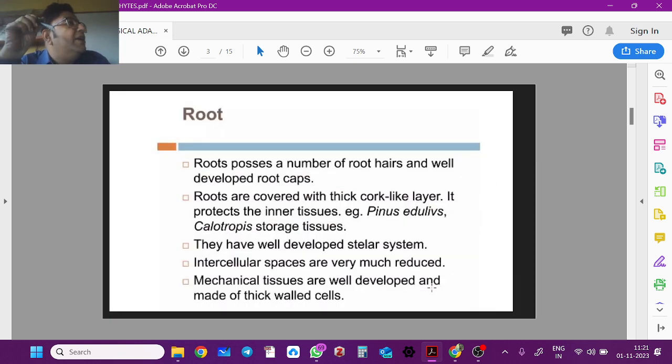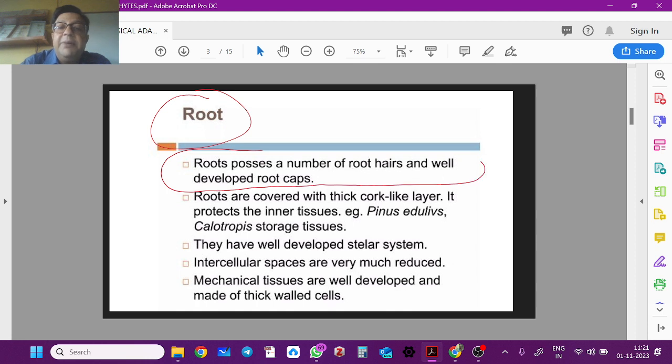So first, let's look at the adaptation which happens in roots. We will go through this, then I will show you. I will send some pictures of some xerophytes. Okay, aloe vera, cactus. So let's look at the roots. So first thing is roots possess a number of root hairs and well-developed root caps. So water is very less. The function of root hair is to absorb water. So the roots possess a lot of root hairs.